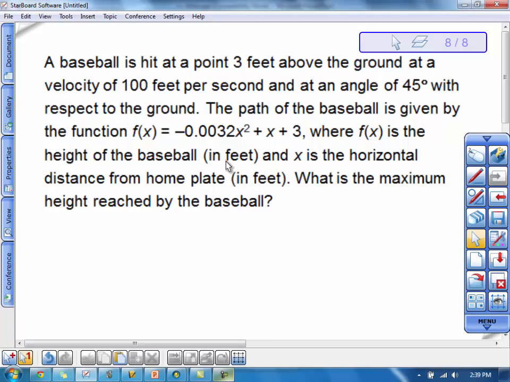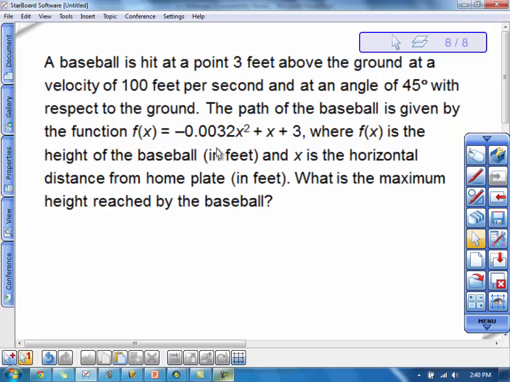Okay. Like I said, there's tons of application for parabolas. We could spend the rest of the year doing applications of parabolas, in science and in manufacturing and all these different places where parabolas apply. But let's just do a little bit and then we'll move on. Here is one: a baseball is hit 3 feet above the ground at a velocity of 100 feet per second and an angle of 45 degrees with respect to the ground. The path of the baseball is given by this function then.